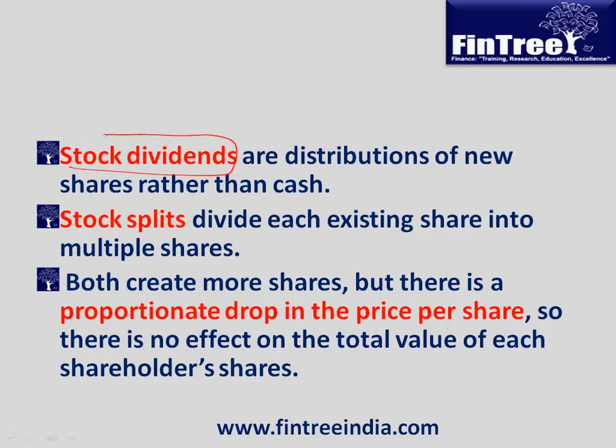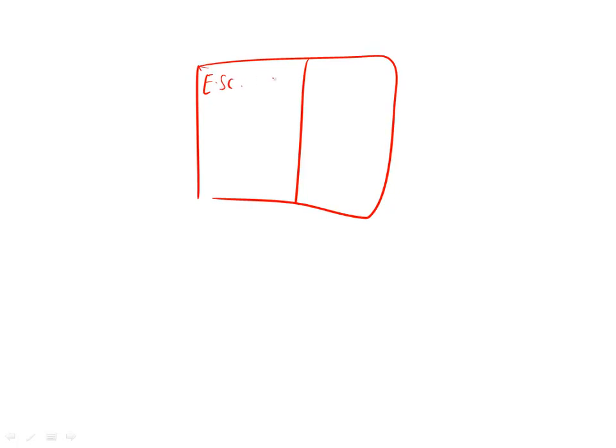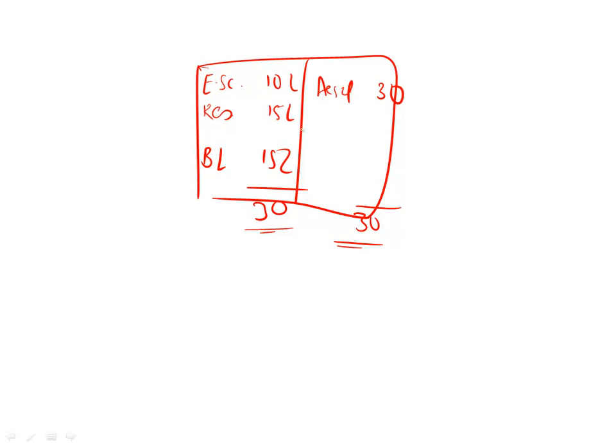Stock dividends, we've already seen this part, we call this bonus shares, distributions of new shares rather than cash. So again, think of it this way, this is the balance sheet of a company. Let's say we have equity share capital of 10 lakhs and we have reserves of another 15 lakhs, and then we have some amount of assets here. Let's say assets are 30 and we have bank loan of 15 lakhs.